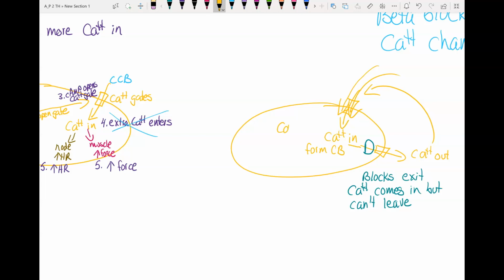So this causes you to build up calcium inside that muscle cell. And all that calcium building up means you're going to get more cross bridges. And by having more cross bridges, you're going to increase the force. So that is how digoxin works to increase the strength or the force of contraction in a heart that is weak.